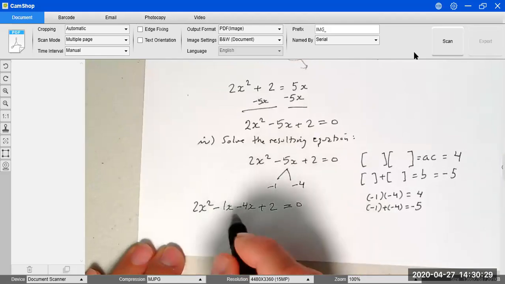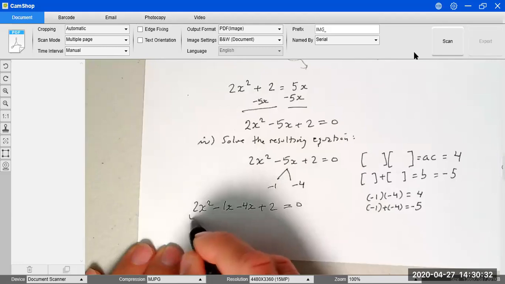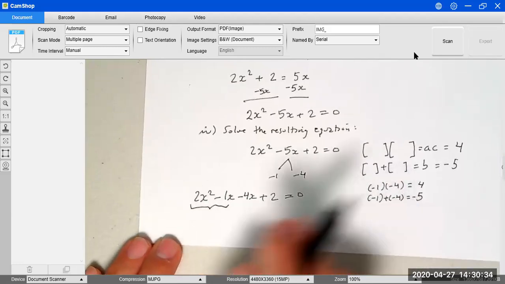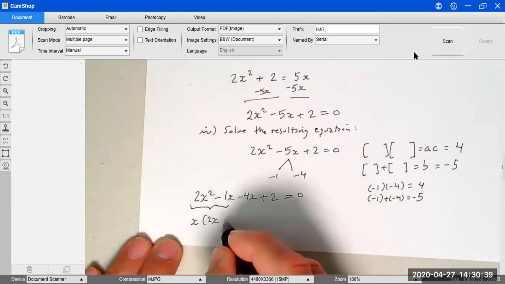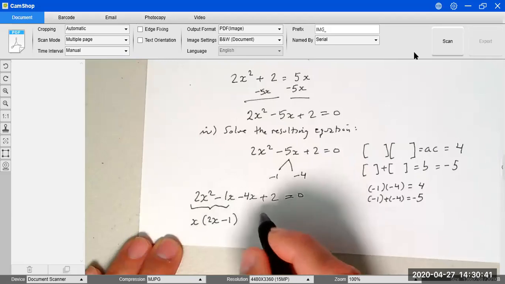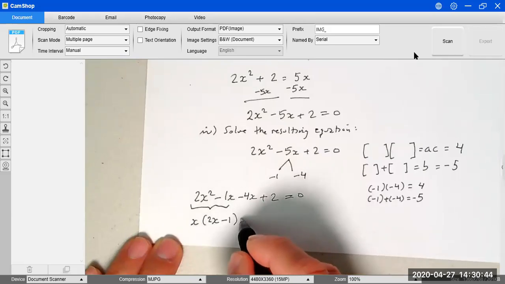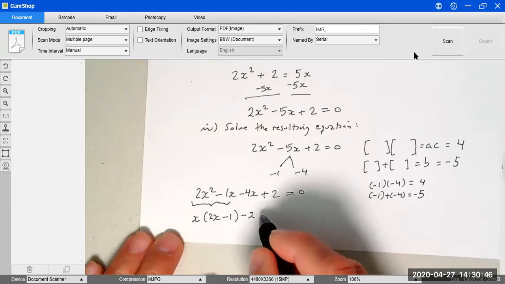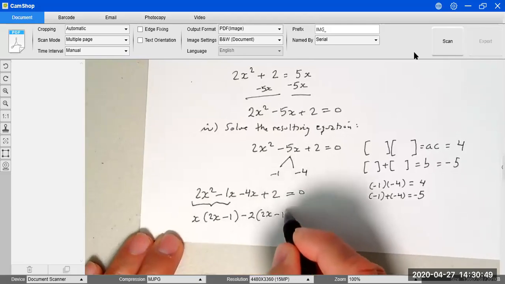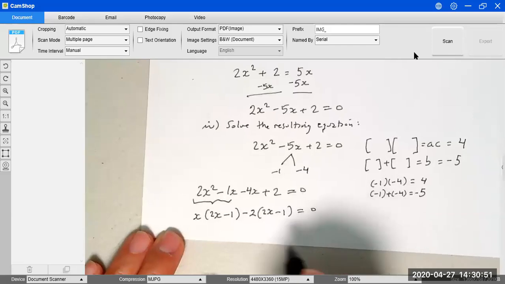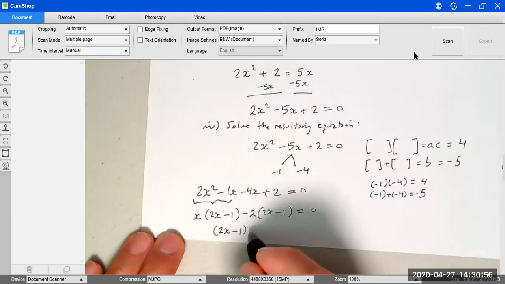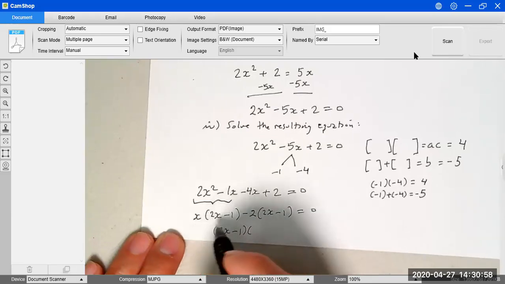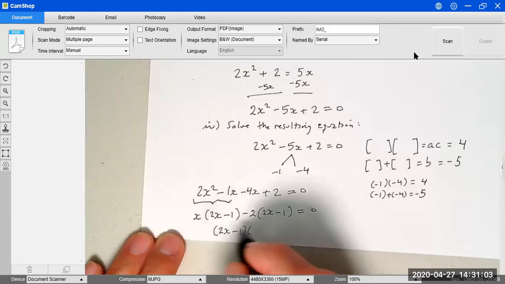So then we're going to factor by grouping now. The greatest common factor here is going to be just x that multiplies 2x minus 1, and here the factor is going to be negative 2 that multiplies 2x minus 1. This is equal to 0. So I'm going to write the common binomial 2x minus 1 multiplying the binomial that is created by using the greatest common factor.